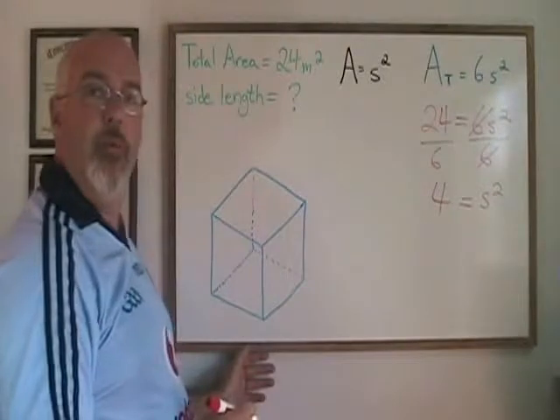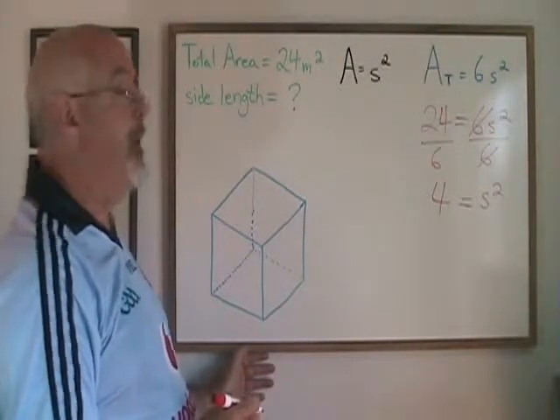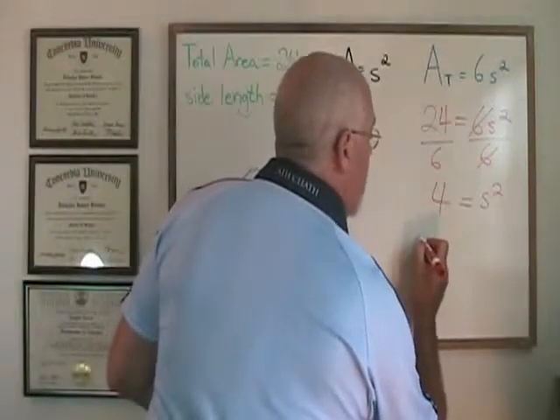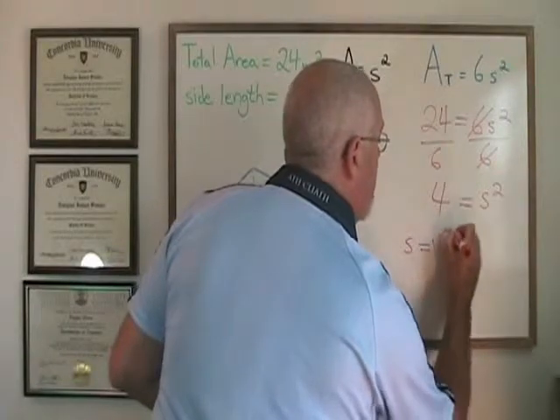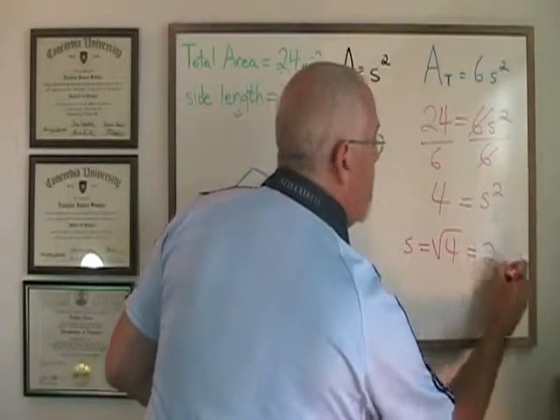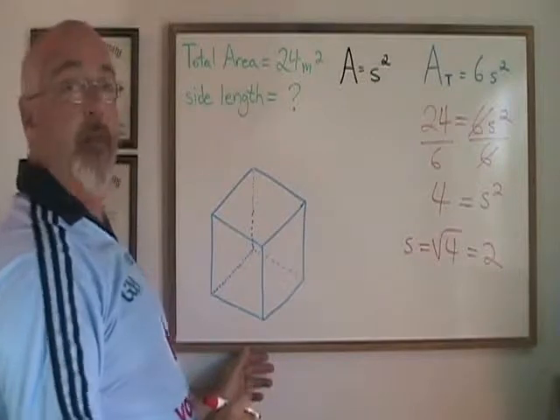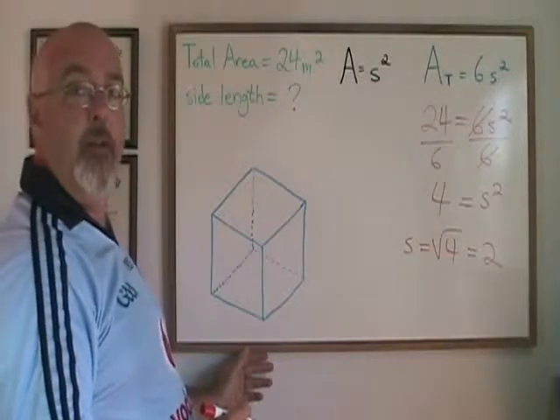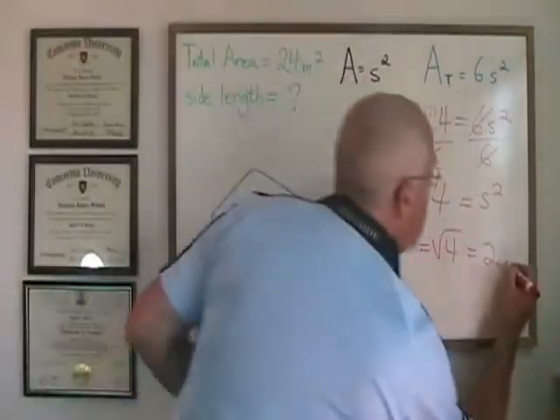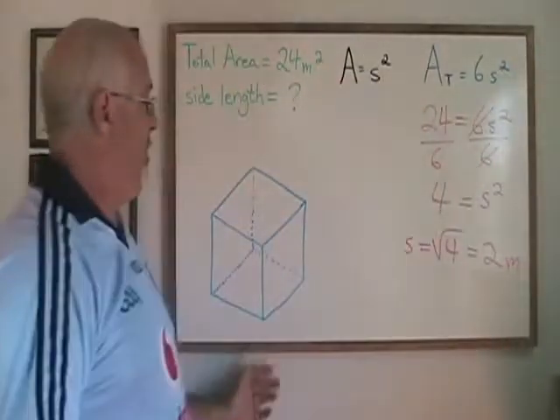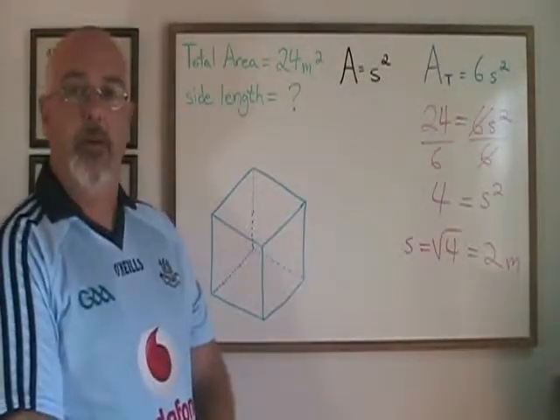We're not finished. We want to know the side length S. If S squared is equal to 4, then S is equal to the square root of 4, which is 2. Since our unit for area was meters squared, the unit for distance must be meters. The side length in this cube is 2 meters.